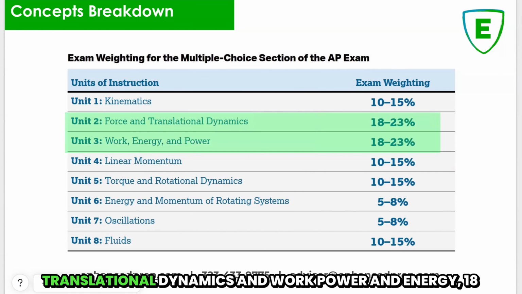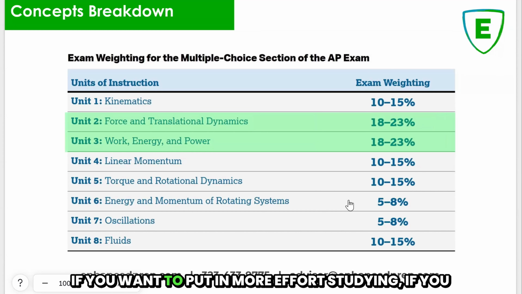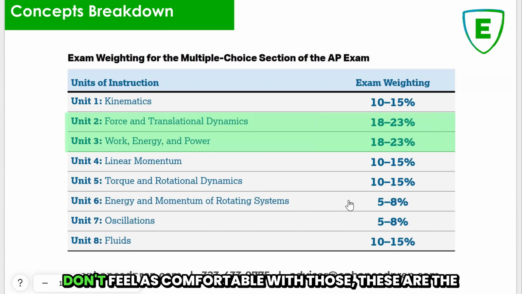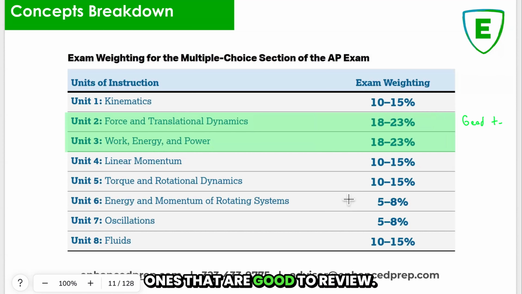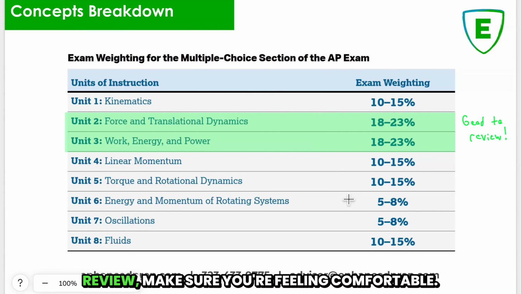So note here the big sections: force, translational dynamics, and work, power, and energy, 18% to 23%. If you want to put in more effort studying, if you don't feel as comfortable with those, these are the ones that are good to review. Even if you are comfortable, it's still good to review. Make sure you're feeling comfortable.